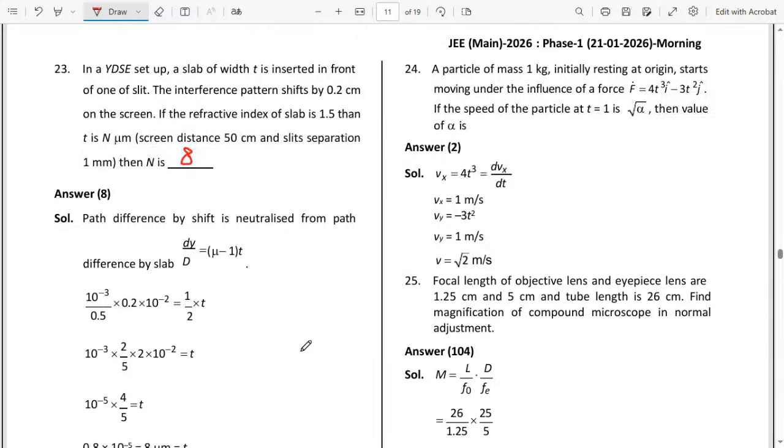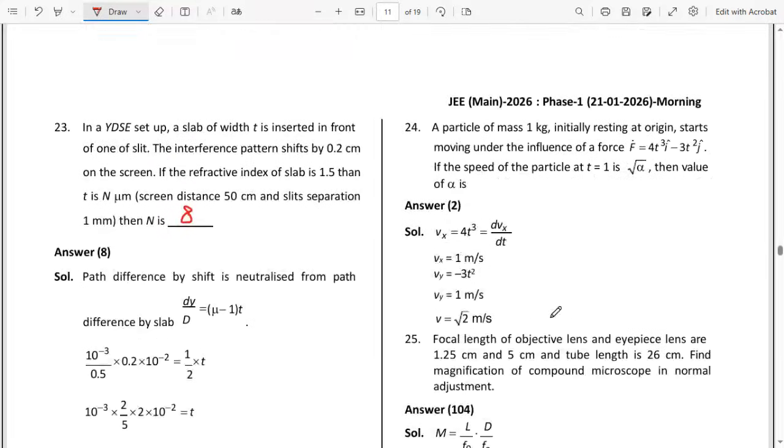Next, question number 24. A particle of mass 1 kg initially resting at the origin starts moving under the influence of a force F equal to 40. Yes, it is given. If the speed of the particle at t equal to 1 is root alpha, then the value of alpha is 2.